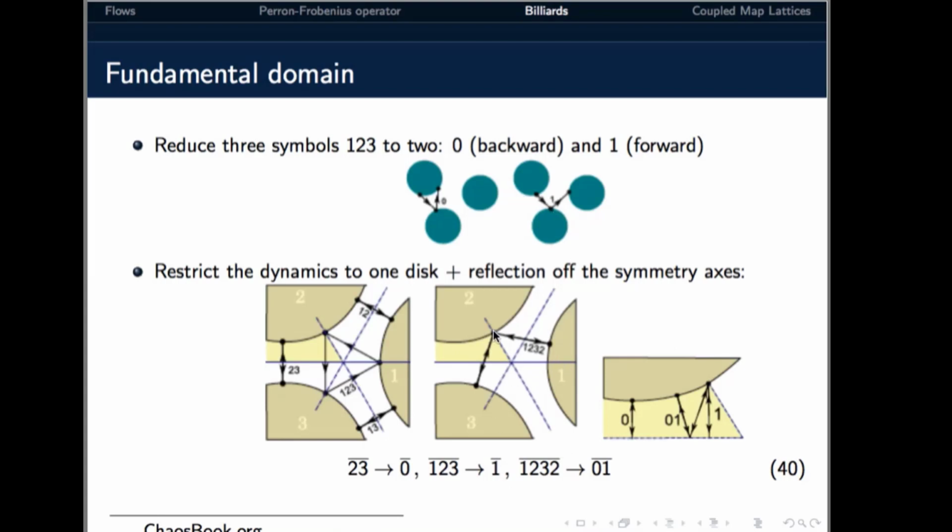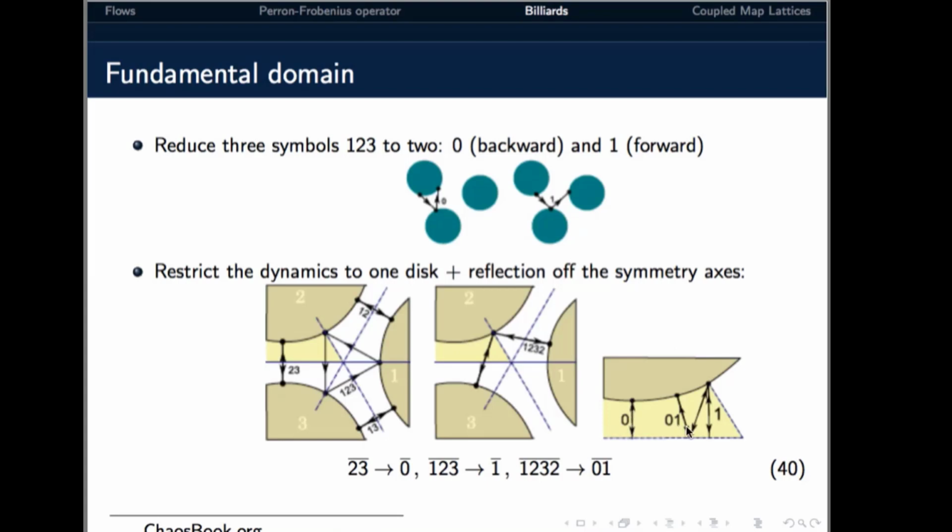This orbit here that went from 1, 2, 3, 2, and so on. This is always going back at the first bounce, and then the second. Sorry. And then it's actually hitting the third disk before going back to the disk it came from before. In other words, in the new symbolic dynamics, this is 0, 1, 0, 1, so it's an orbit of period 2 instead. So we went from period 4 to period 2 in the fundamental domain.